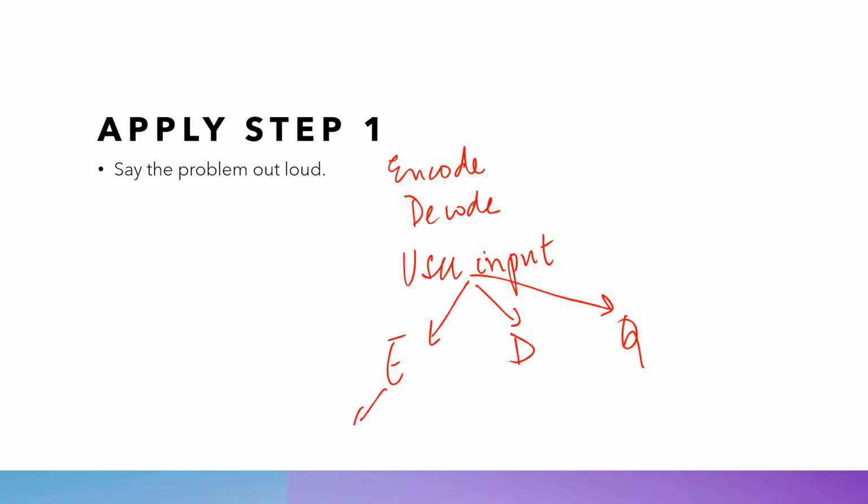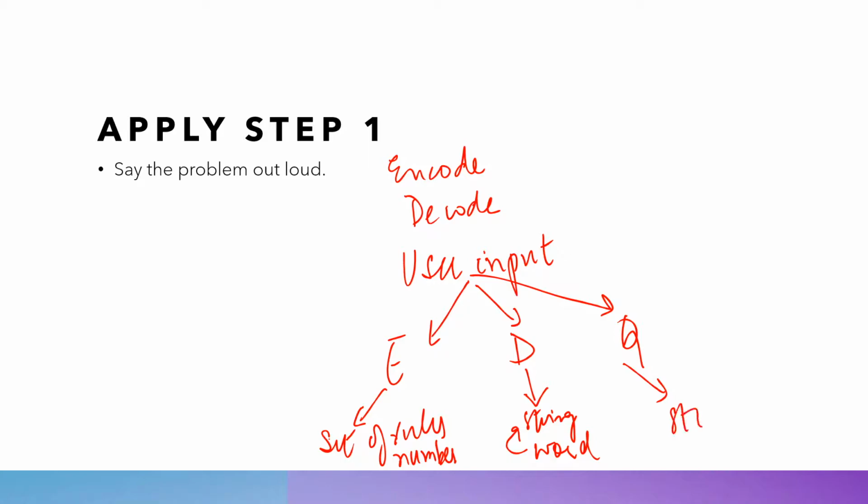If I'm encoding, there are a certain set of rules, based on a rotating or a shifting number. So a number will be provided to me, and based on that, I'll encode or shift each letter. In case of decoding, there are other set of rules, so I'll be given an input string, and I'll also be given another word. So based on that word, I have to find how much shifting was done for that particular string, which is an encoded message. And for quit, just stop the program. So I said the problem out loud to myself, and then I'll move on to the solution.